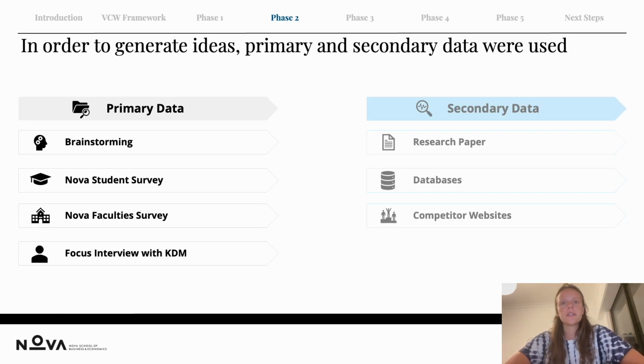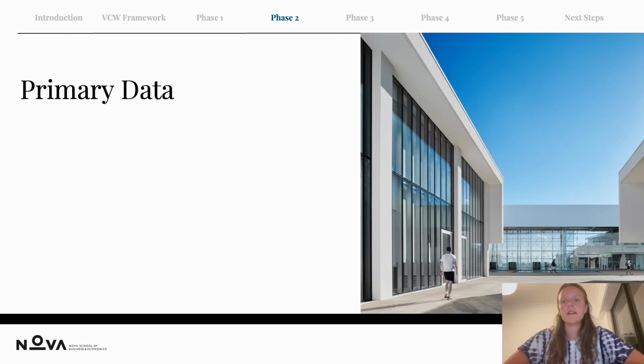In order to generate ideas, we used primary and secondary data. The primary data was brainstorming with our group. Secondly, it was the Nova student survey that we conducted, and also the Nova faculty survey that we did. And lastly, it was the focus interview with the key decision maker. And then we also had the secondary data, which was the research papers, databases, and the competitor websites. I'm now going to talk about the primary data that we generated next to the brainstorming that we did with our group.